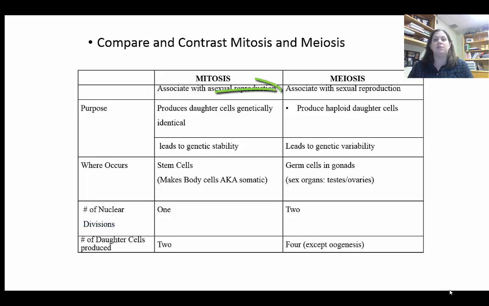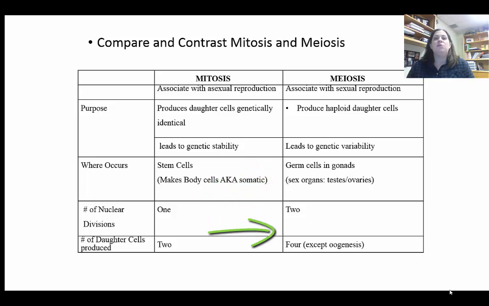Meiosis, on the other hand, is associated with sexual reproduction. It produces haploid daughter cells, meaning they're going to half the number of chromosomes. This leads to genetic variability. Now, the only cells in the body that do this are the germ cells, and the germ cells are found in the gonads. So in females, they're going to be found in the ovaries, and in males, you're going to see this in the testes.